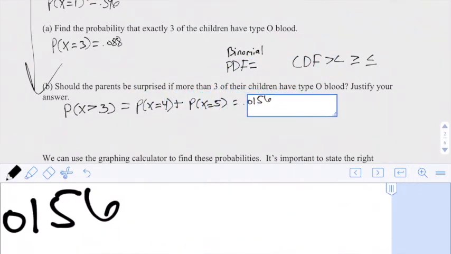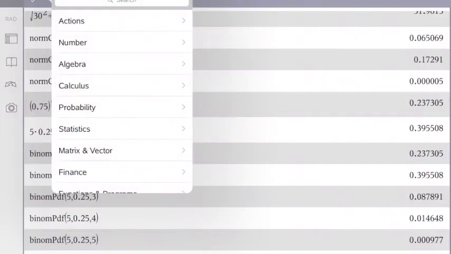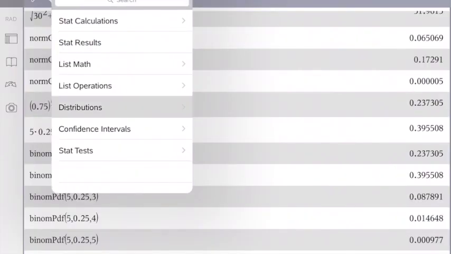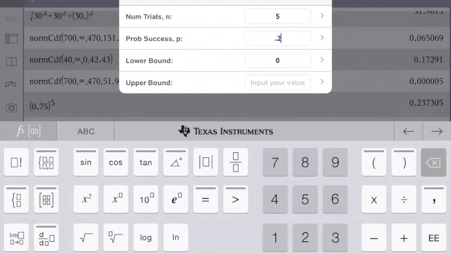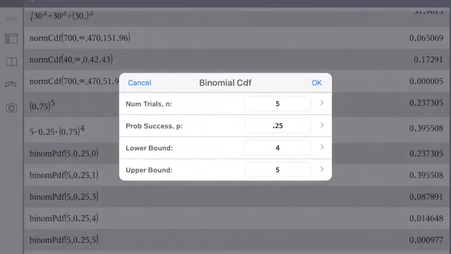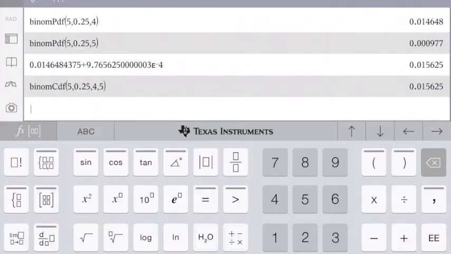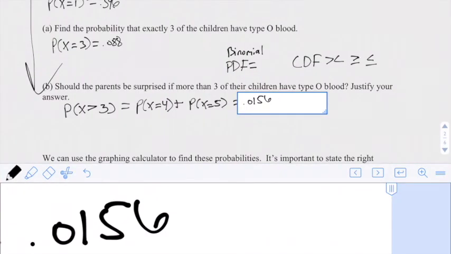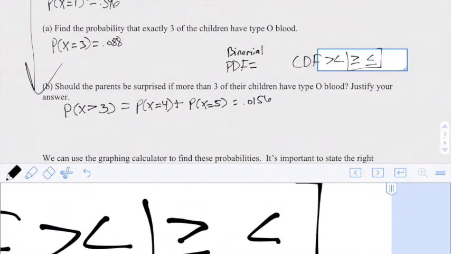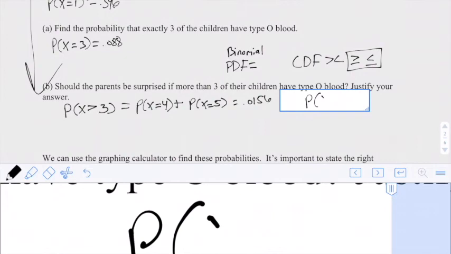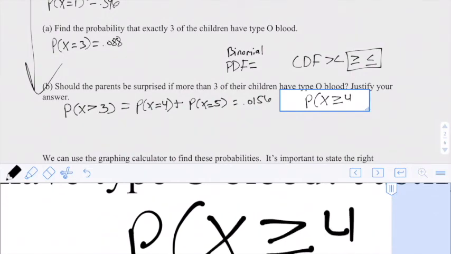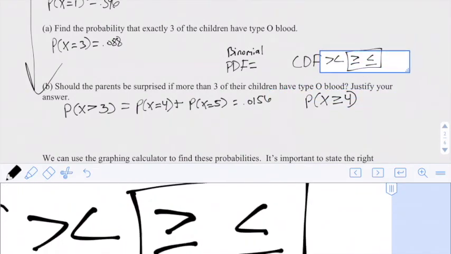So let's go do this as a CDF to make sure we get the same answer. So menu, statistics, distributions, binomial CDF. We still have 5 trials. Our probability of success is still 0.25. We're going from 4 trials to 5 trials. And there's the exact same answer. So it works. So CDF is using these included symbols. So really a better way of saying this might be the probability that x is greater than or equal to 4, because we want to use these inclusive symbols.